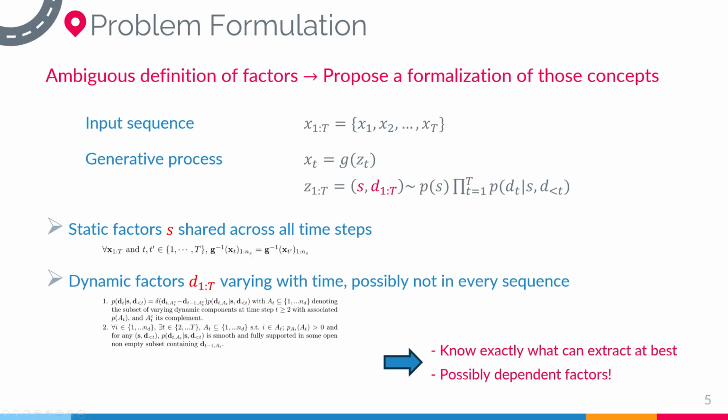As one of our contributions, we start by formalizing the concepts of static and dynamic factors in sequential disentanglement. We assume that video frames are generated from latent vectors Z that can be separated into static factors S and dynamic factors D. Static factors are shared across all time steps, while dynamic factors vary over time, though not necessarily in every sequence. Crucially, we do not assume that static and dynamic factors are independent.